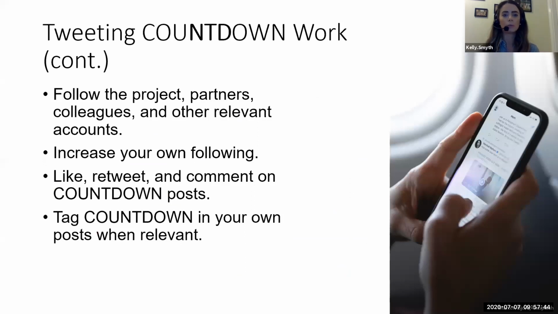So what are you able to do on Twitter to support us, to support Countdown? Please make sure that you follow Countdown, partners and colleagues on Twitter, and start following relevant organizations. We'd like you to grow your following, to like, share and comment on Countdown posts, and also tag Countdown in your own posts where that's relevant.